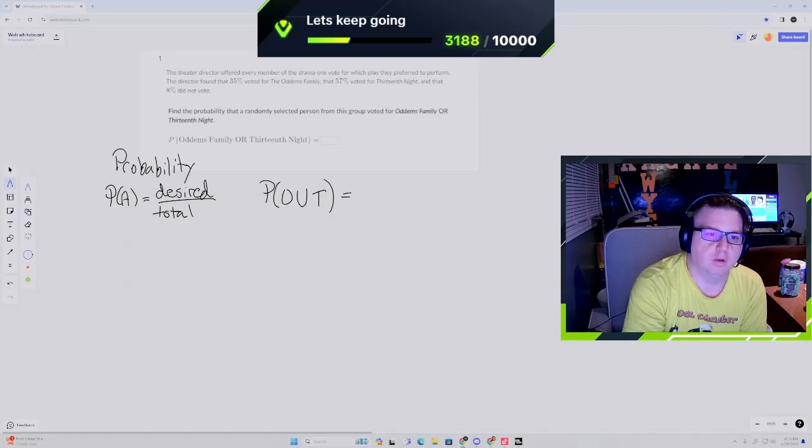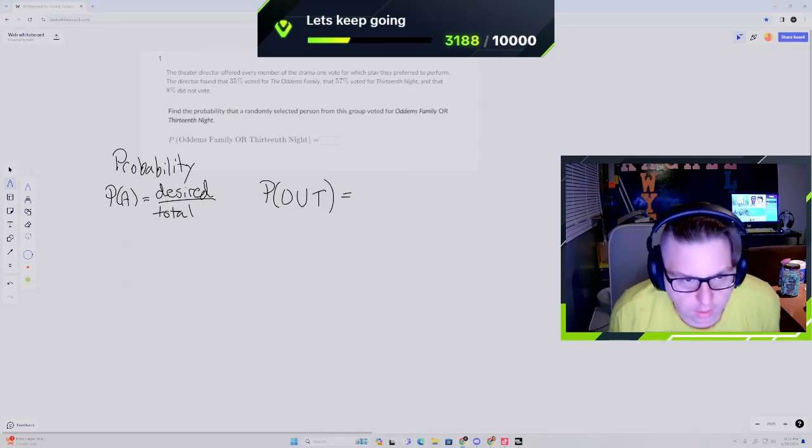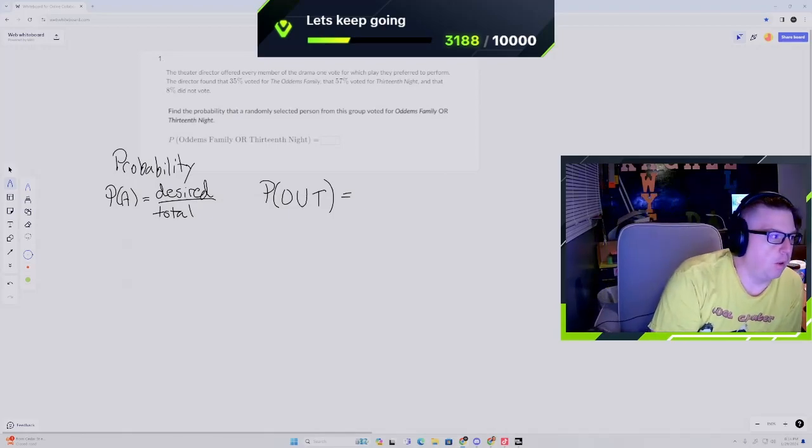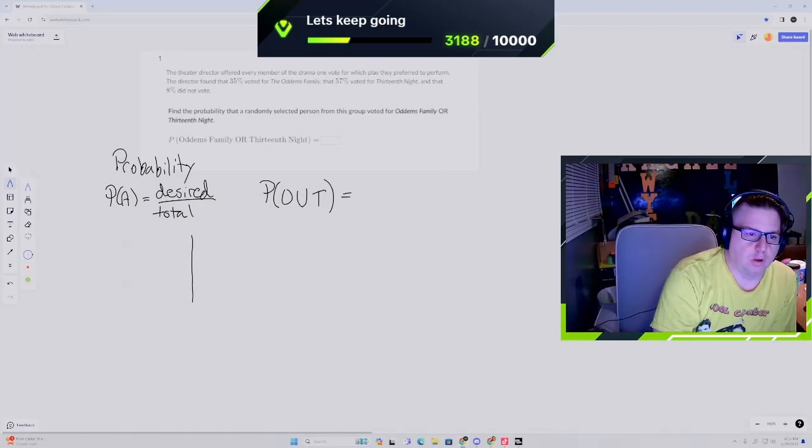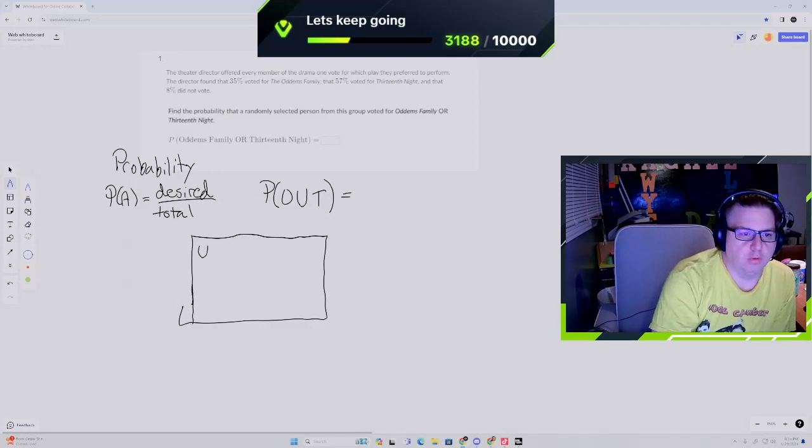And when you do a union, you do kind of the U shape. So we're going to look for the Odom and 13th Night. Now, when we look at this, you could draw what we call a Venn diagram. When you make a box, this is what they call your universe. And in your universe, you have a couple things. First off, we have the Odoms family, people that voted for them.